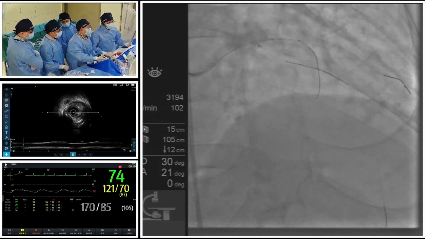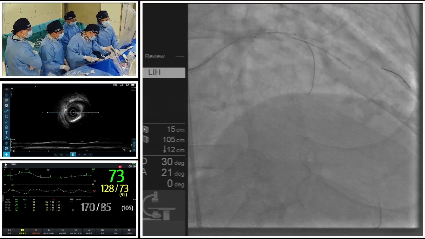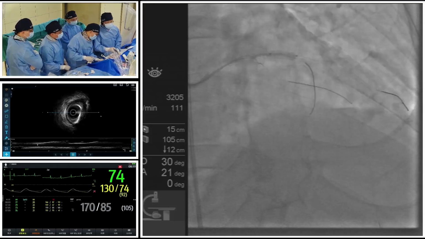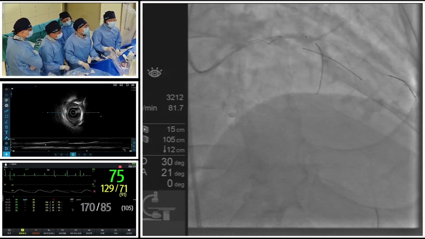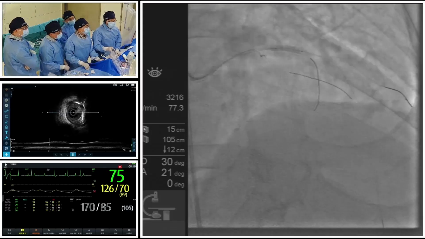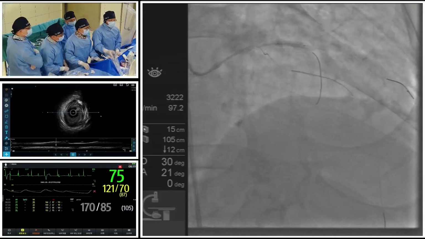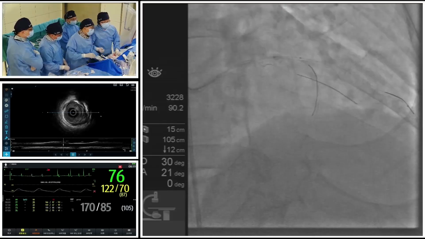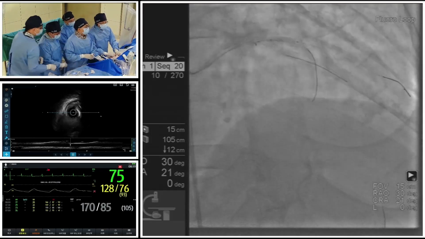Actually, in this case, with the help of the OCT and IVUS, we detect some very deep 270 degrees calcification, and also the thickness is really severe. We can see that the average thickness of the eccentric calcification is 0.5 millimeter to 1 millimeter, which cannot be solved by the traditional rotablation system.